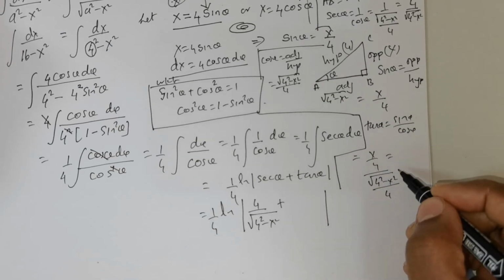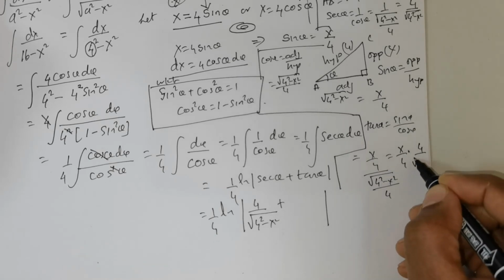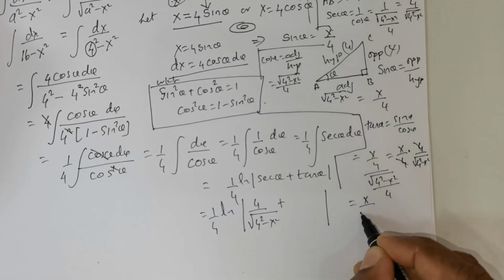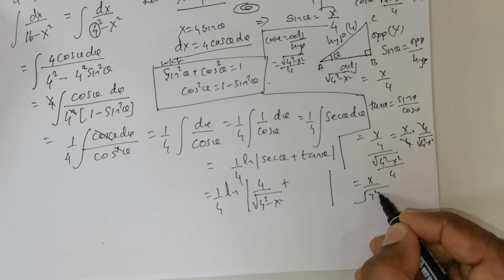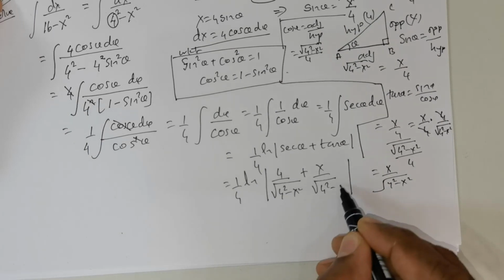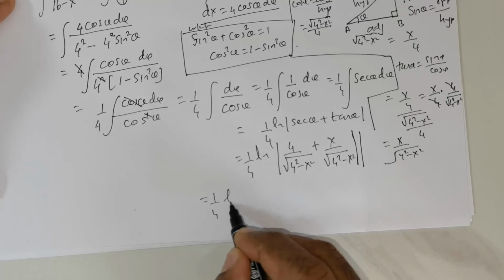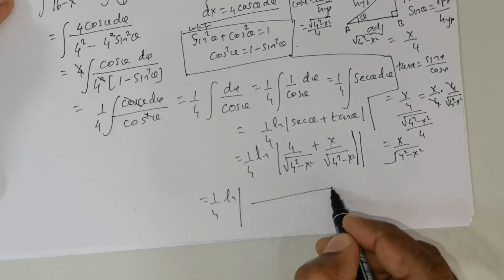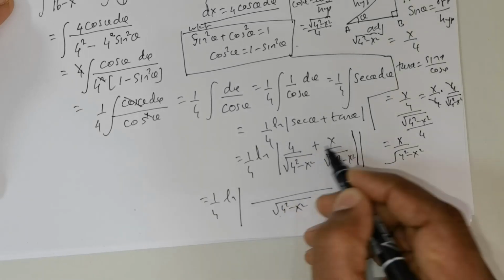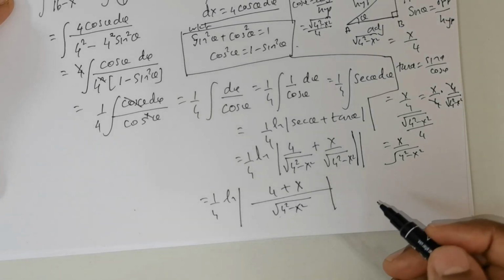So you flip it. When you flip it, you get x over 4 times 4 over root of 4 squared minus x squared. 4 gets cancelled, giving me x over square root of 4 squared minus x squared. So you substitute that. This is a modulus sign, so you have to place the modulus sign. So this is 1 over 4 times ln of, the denominator is square root of 4 squared minus x squared, and in the numerator you have a 4 and an x. So you place this in modulus.